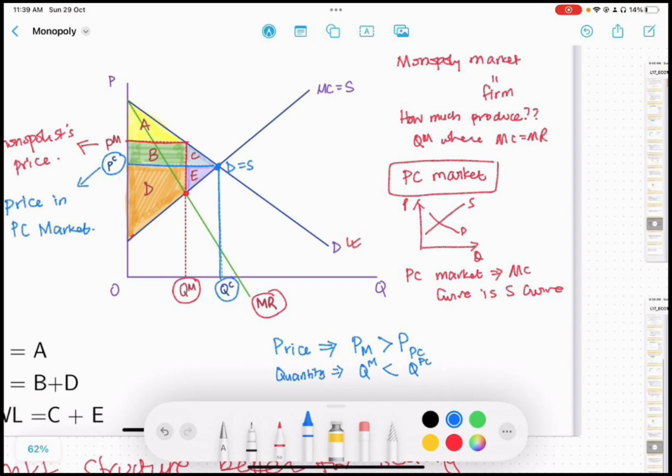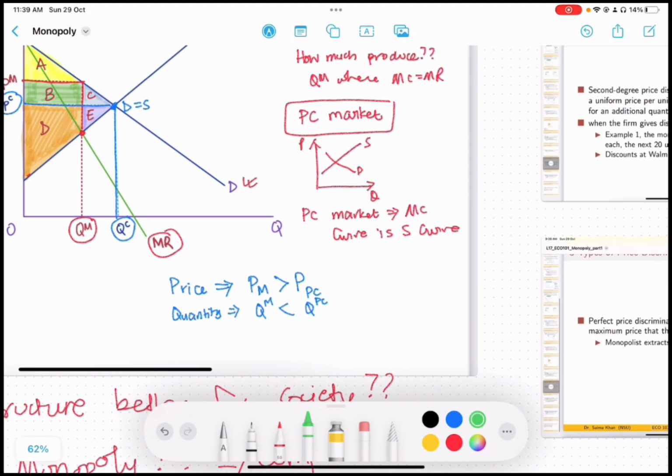But we cannot come to that conclusion by only looking at the price and quantity produced under the two different market structures. Instead, what we are going to do is compare the social welfare under monopoly versus under a perfectly competitive market. So how do we do that? Again, let's just refresh our memory. Remember, we dealt with producer surplus and consumer surplus.